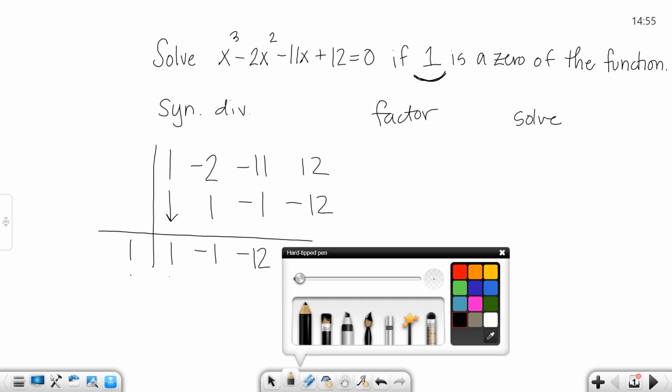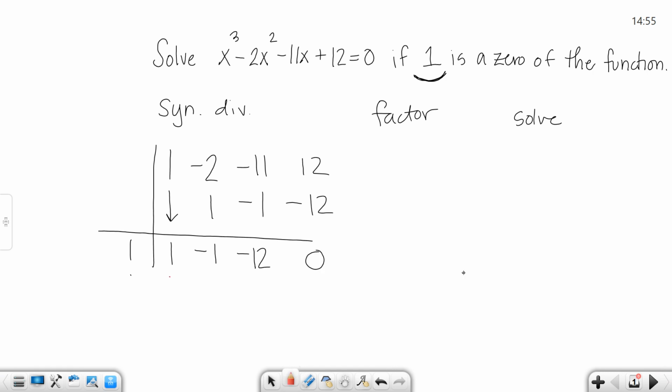My problem began with x cubed, so that means that this answer right here begins with x squared. So that would be 1x squared minus 1x minus 12, with a remainder of 0. So what I can do next is take x squared minus x minus 12 and factor it. The factors of 12 that subtract to give me 1 are 4 and 3.